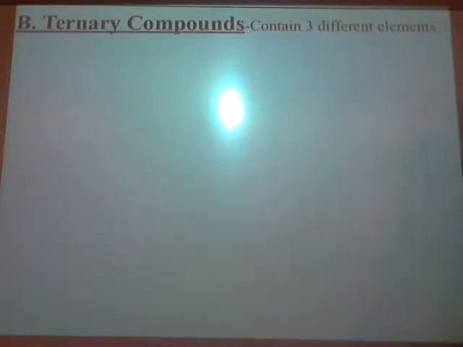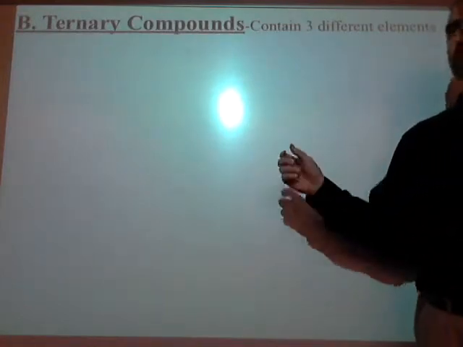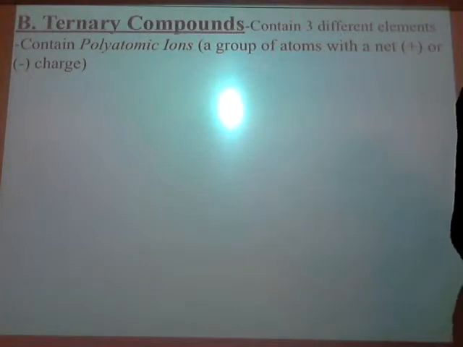Ternary compounds are going to have multiple, actually it doesn't always have to be 3, it can actually be more than that, but they're going to have at least 3 elements in their formula. All right, and so they're going to be named differently. They're going to have what are called polyatomic ions. Okay, now you copy that down while I pass out.